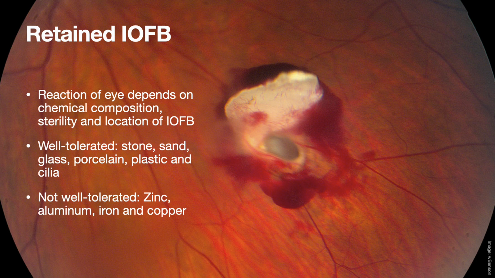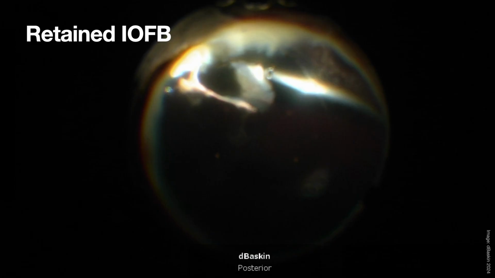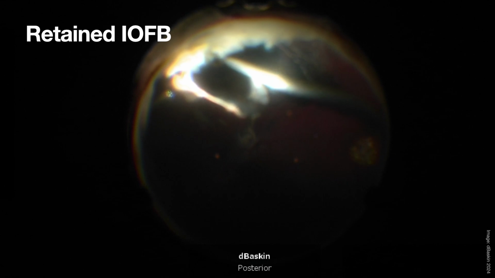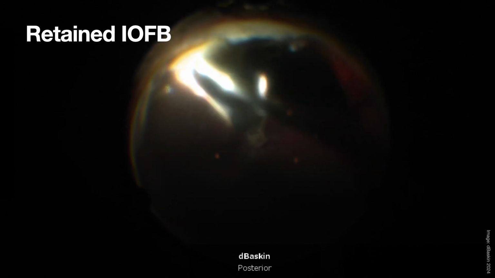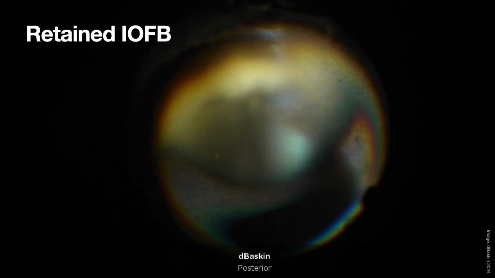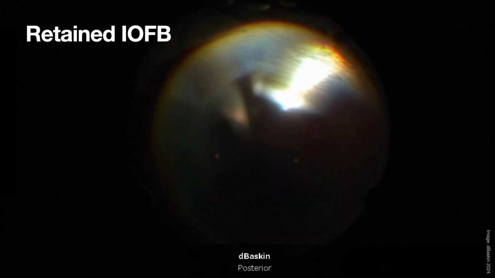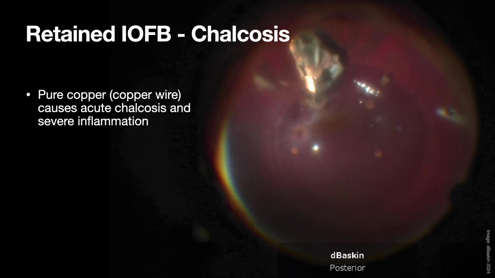Well tolerated: stone, sand, glass, porcelain, PC IOLs that are made out of plastic, cilia even. Not well tolerated: zinc, aluminum, iron, copper. This is a patient we thought maybe had bone in his eye, but it actually was a brass bullet casing. He'd gotten shot, but the mechanism didn't make sense for the bullet to be in the eye, but it was. That was a couple months ago.